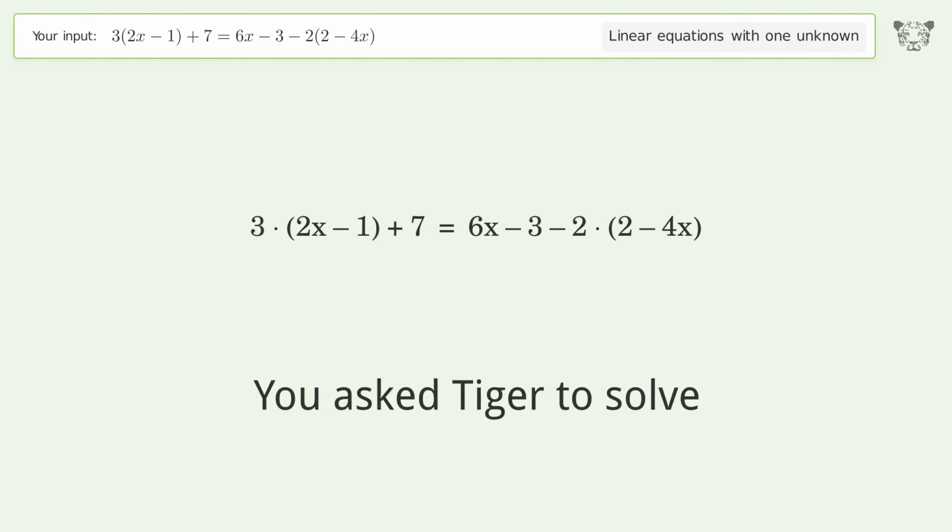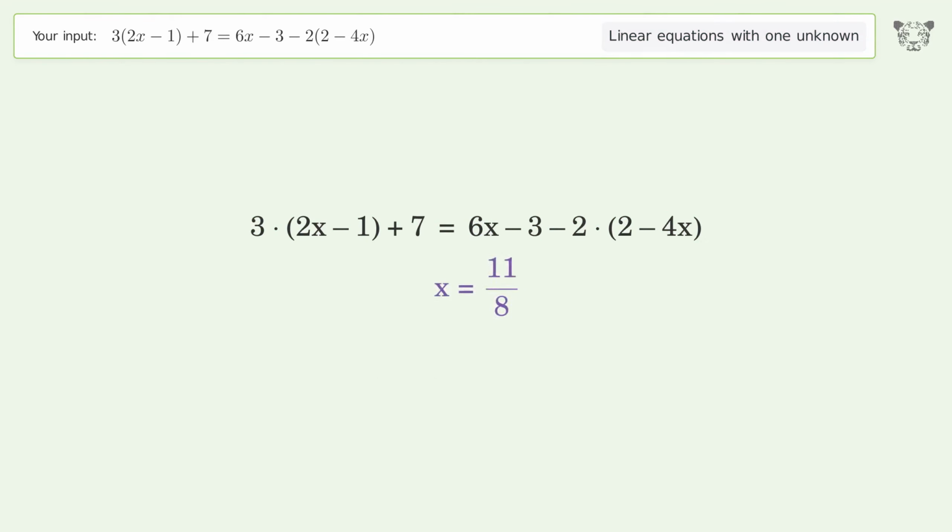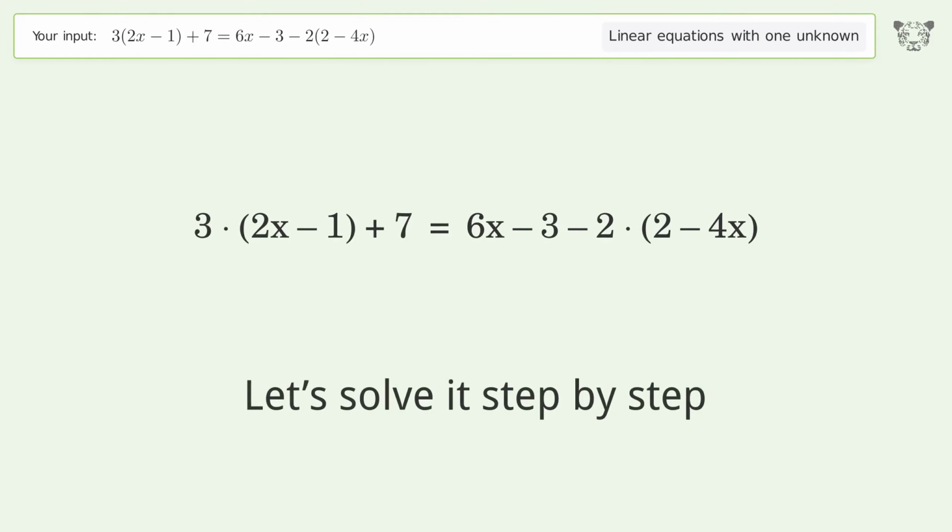You ask Tiger to solve. This deals with linear equations with one unknown. The final result is x equals 11/8. Let's solve it step by step.